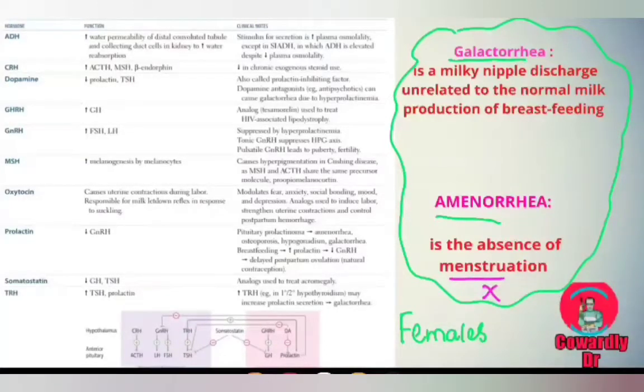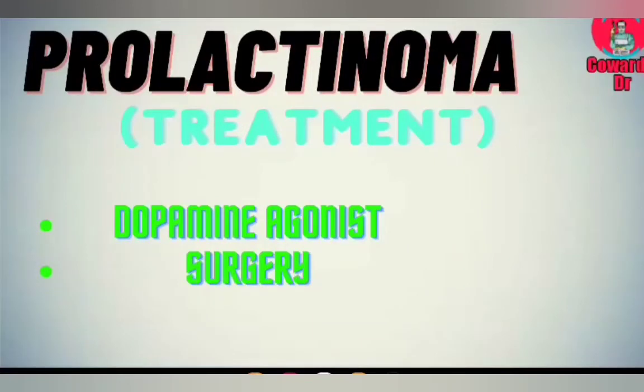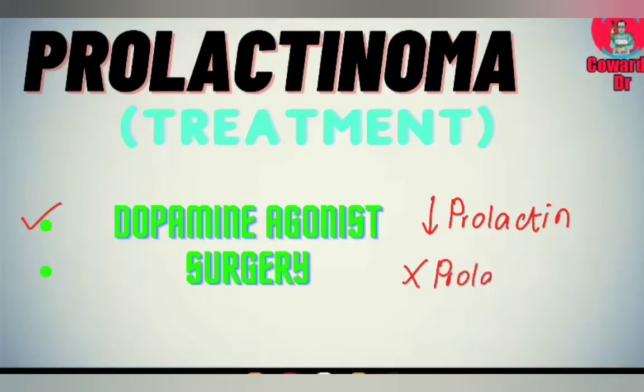So the important point to note from this table is that prolactin will inhibit the gonadotropin releasing hormone. If there is no gonadotropin releasing hormone, there will be no FSH and no LH. For the treatment of the prolactinoma, we use dopamine agonists, which decrease the prolactin. If there is no prolactin, there will be no prolactinoma.